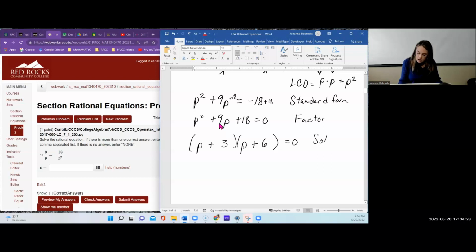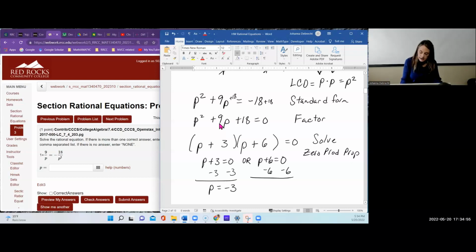Now I want to solve using the zero product property. That says when two things are multiplied together and you get 0, one or the other or both are 0. That means that I can solve each equation individually and I get two possible solutions. I get -6 and I get -3.